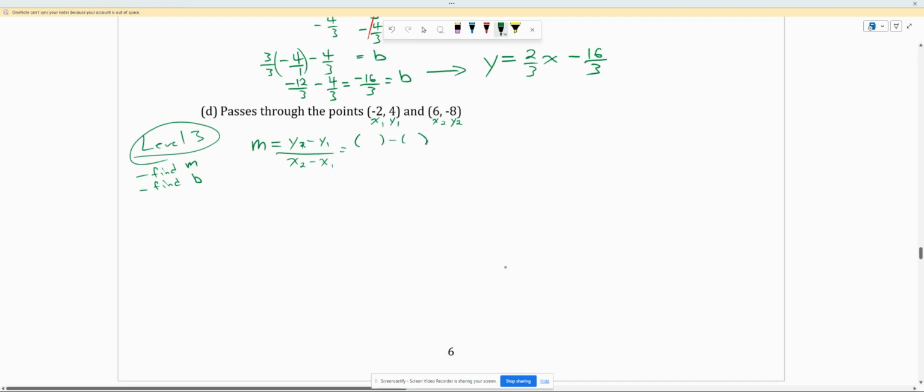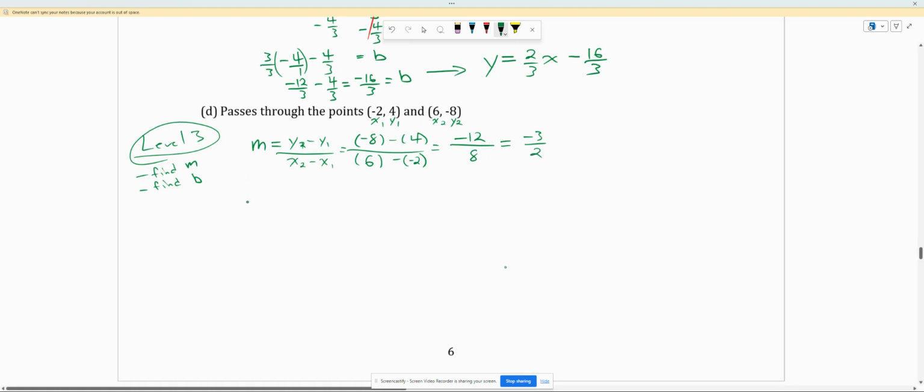Do my empty brackets and plug in our values, negative 8 minus 4 and 6 minus negative 2. And when we do this, we'll get negative 12 divided by 6 plus 2, which is 8. Let's reduce that to make the math easier. Divide top and bottom by 4 is going to give me negative 3 over 2 is my m.